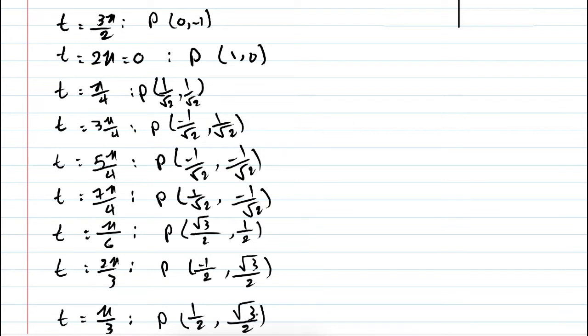And don't worry, eventually I'm going to show you a way for you to memorize all this very, very quickly. But here, I want to show you how we know all this, so you can derive these values in case you forget them. For t equaling pi over 3, our terminal point will be 1 over 2 and the square root of 3 over 2.